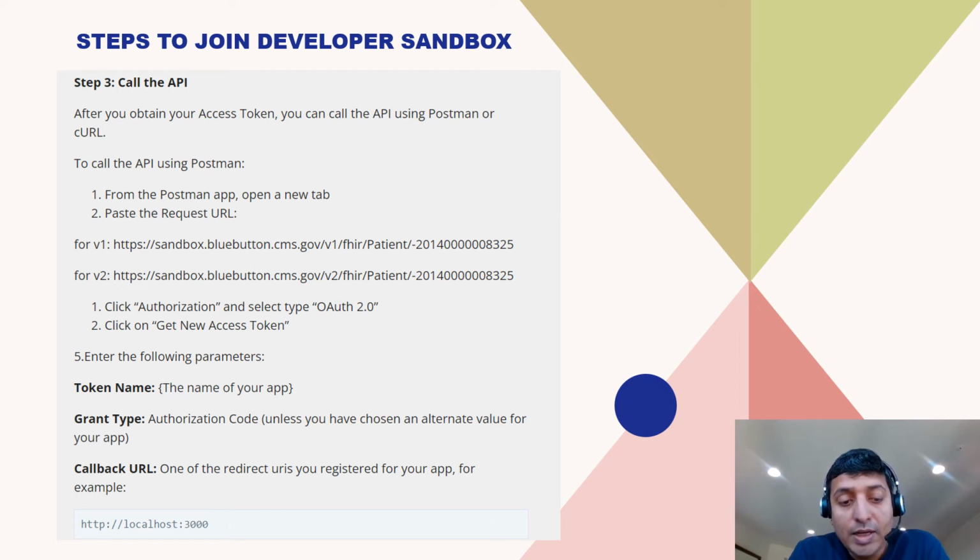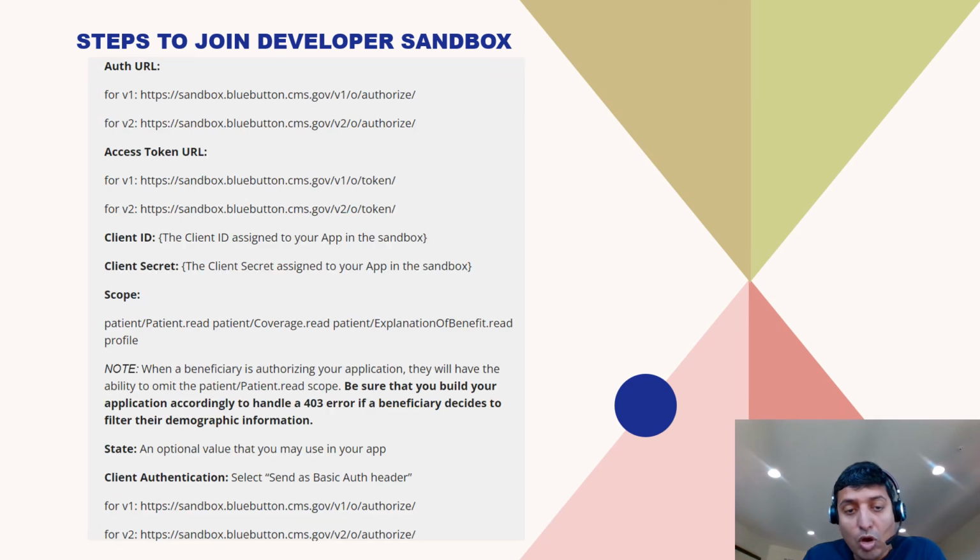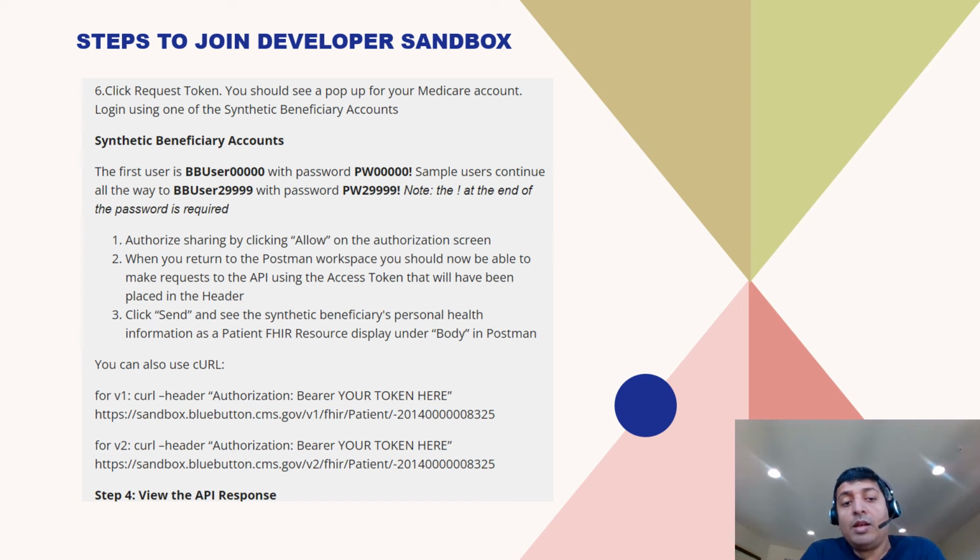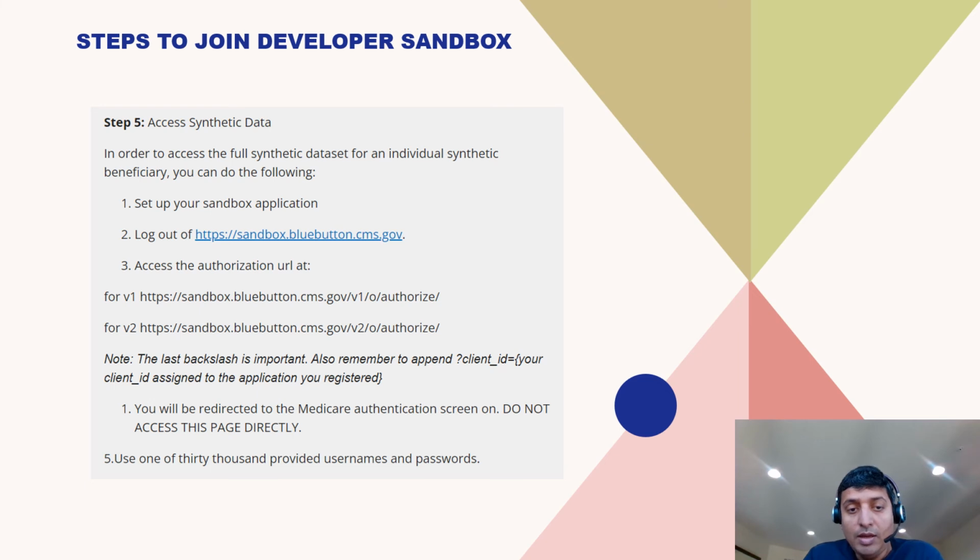You would have to provide the token name, grant type, callback URL, authorization URL, access token URL, client ID, client secret, and scopes, along with client authentication details. Once you click Request Token, you will see a pop-up for your Medicare account. Log in using one of the synthetic beneficiaries as documented below. You will be able to access the synthetic data.